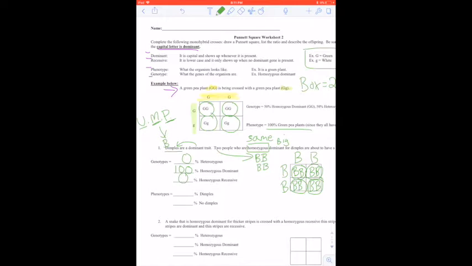For phenotypes, I want to know physically what would show up. So if I look back at my problem, it says dimples are dominant. Since all of them have a capital letter, 100% of the kids would have dimples, and 0% would have no dimples.